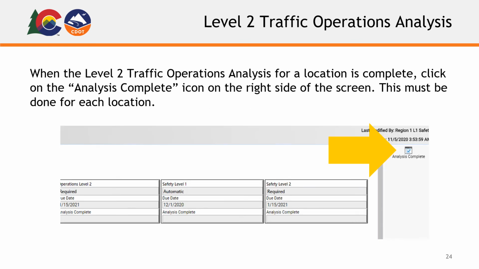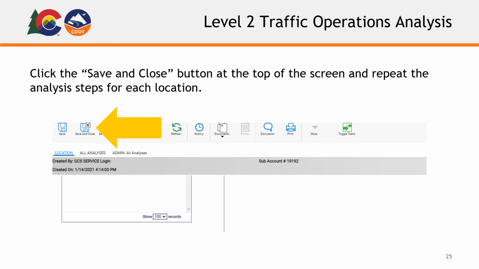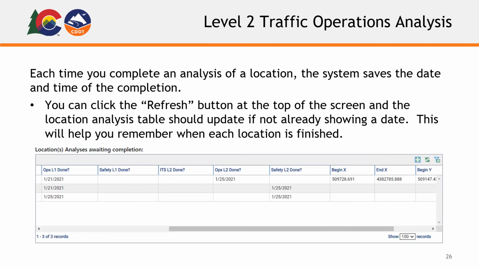When the Level 2 traffic operations analysis for a location is complete, click on the Analysis Complete icon on the right side of the screen. This must be done for each location. Click the Save and Close icon at the top of the screen and repeat the analysis steps for each location. Each time you complete an analysis of a location, the system saves the date and time of the completion.